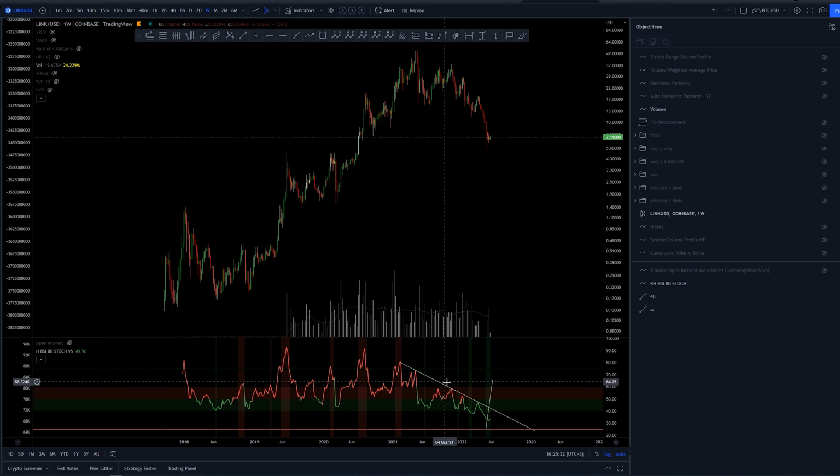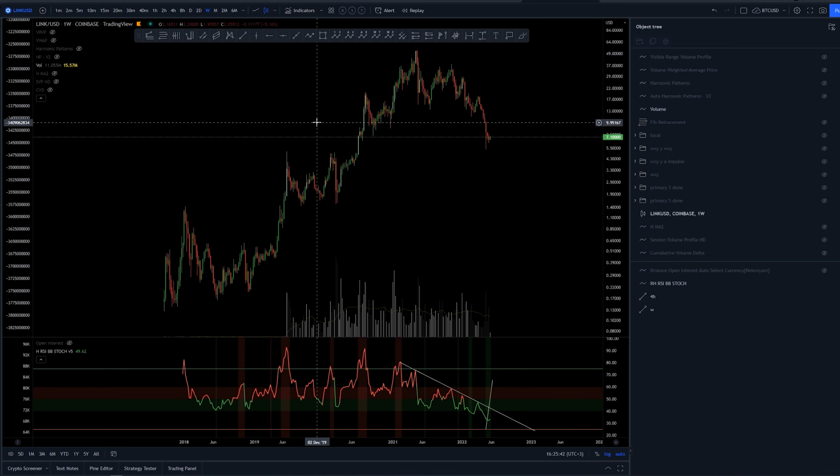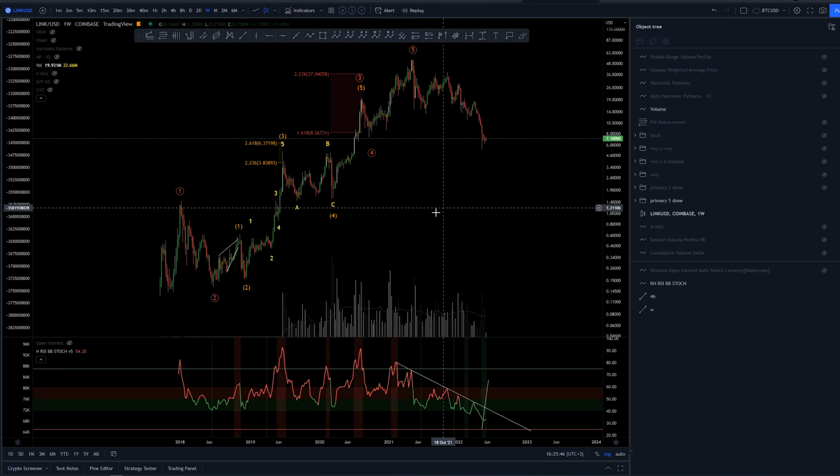But let's start with the RSI here on a high time frame. We can see that we have a weekly trend coming down and we still have some room to go here before breaking higher. We have a couple of different counts here on a higher time frame, so let's get through those. This first one is saying that we have wave 1 up here, wave 2.